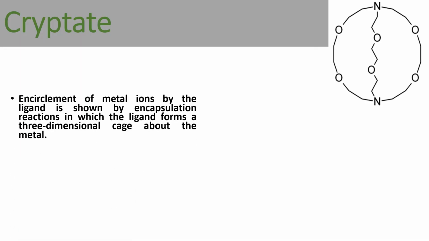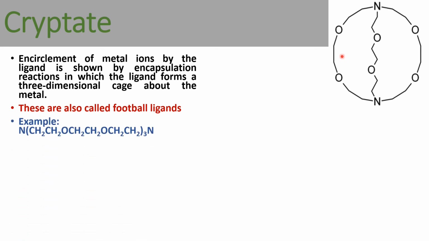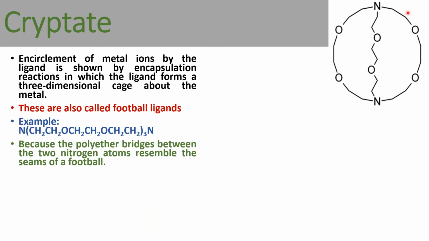Cladrochelate or cryptate. Encirclement of metal ions by the ligand is shown by encapsulation reactions, in which the ligand forms a three-dimensional cage about the metal. These are called football ligands. Cryptands are also known as football ligands. Example that we have already seen: N(CH2CH2O CH2CH2O CH2CH2)3N, that is shown here. Because the polyether bridges between the two nitrogen atoms resemble the seams of a football, it is known as football ligands.